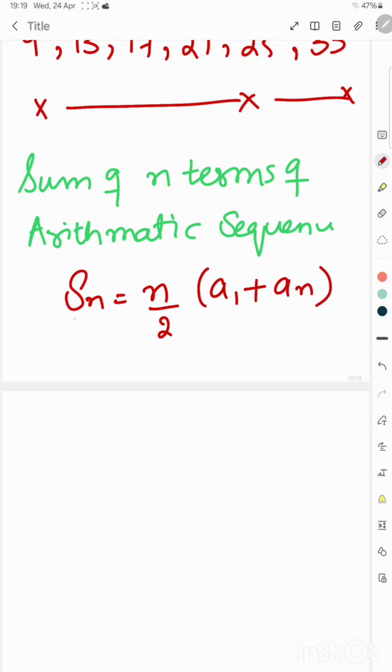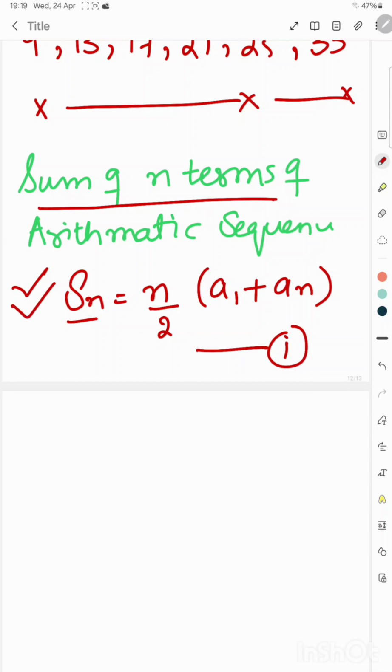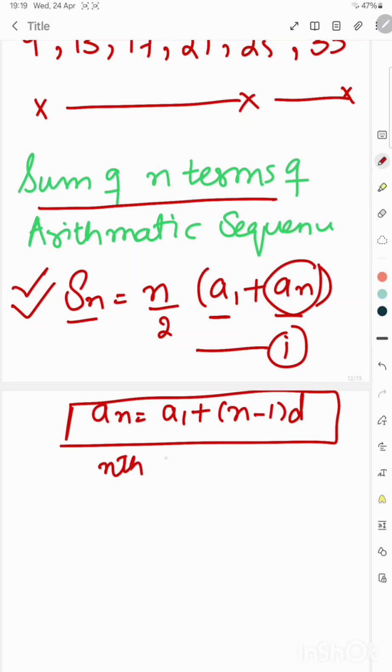Okay, where S is the symbol used for finding the sum of n terms of an arithmetic sequence. Students, this is one formula. There is also a second formula which we use occasionally, but it is derived from this formula. As you can see there, a1 is for the first term and an is for the last term, and you know that an has its own formula, an is equal to a1 plus (n minus 1)d. This formula is called the nth term formula.